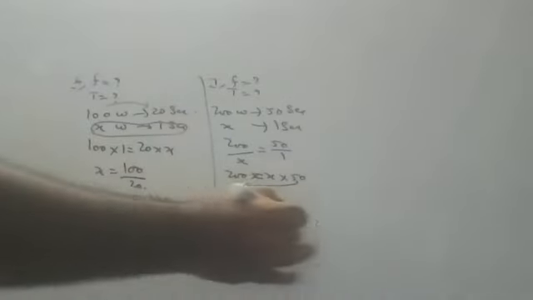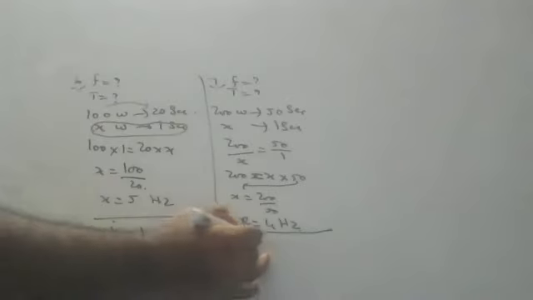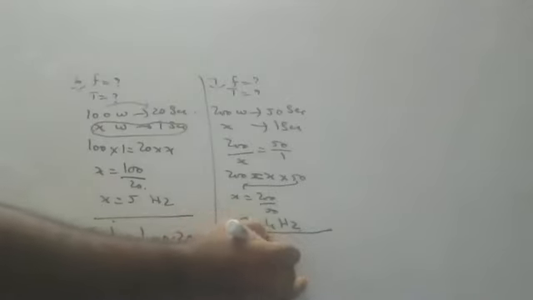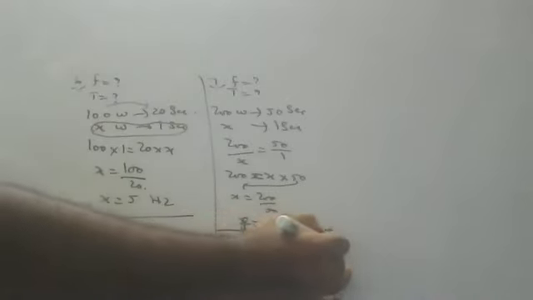Once you know the frequency, it is easy to find out the time period. What is time period? 1 by frequency. 1 by 4, 0.25 seconds. Like this you should do.